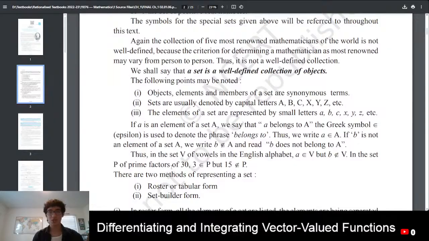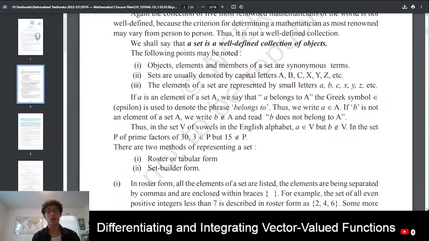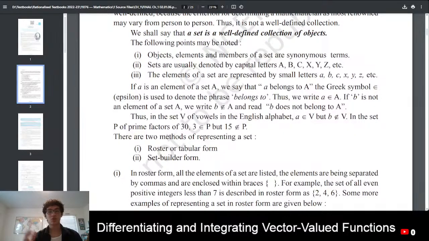The symbols for the special sets given above will be referred to throughout this text. Again, the collection of 5 most renowned mathematicians of the world is not well defined because the criterion for determining a mathematician as most renowned may vary from person to person. It's not well defined, right? It's not going to be the same for everyone.